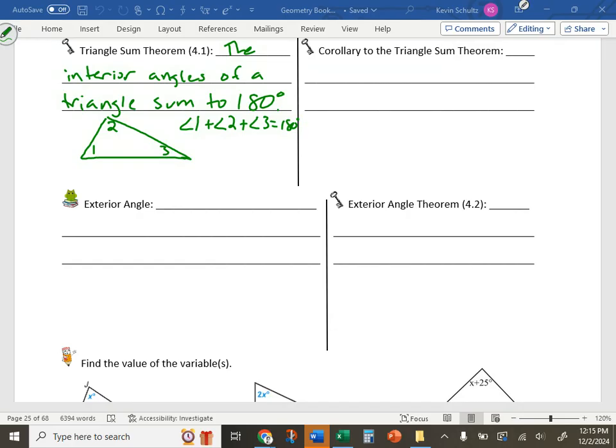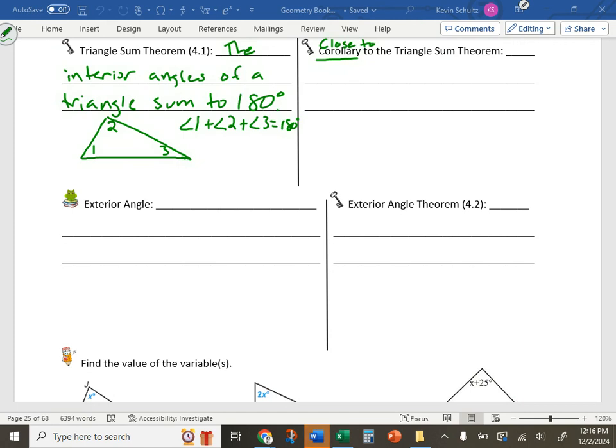What does the word corollary mean? Anyone know? Close to. They correlate. That's going on your recommendation. That was impressive. How'd you know that? It had a C in it. Oh boy. So corollary does mean close to. It's kind of like related to it.